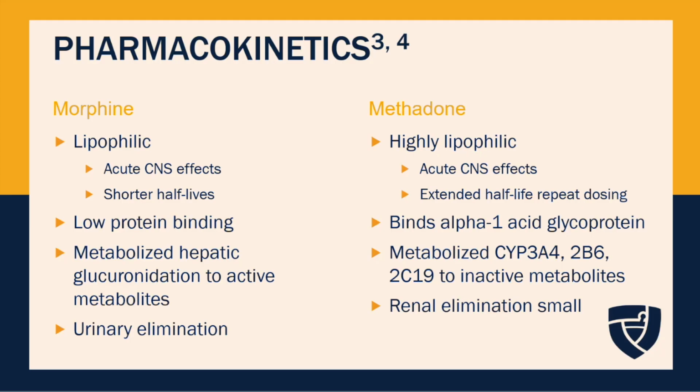Morphine's metabolized via hepatic glucuronidation to active metabolites, which then can accumulate because they're eliminated in the urine by renal elimination. While methadone is metabolized primarily just in the liver by CYP enzymes to inactive metabolites, and it has very small renal elimination. So it's generally considered very appropriate to use in patients with renal dysfunction, while morphine can accumulate in patients with renal dysfunction.